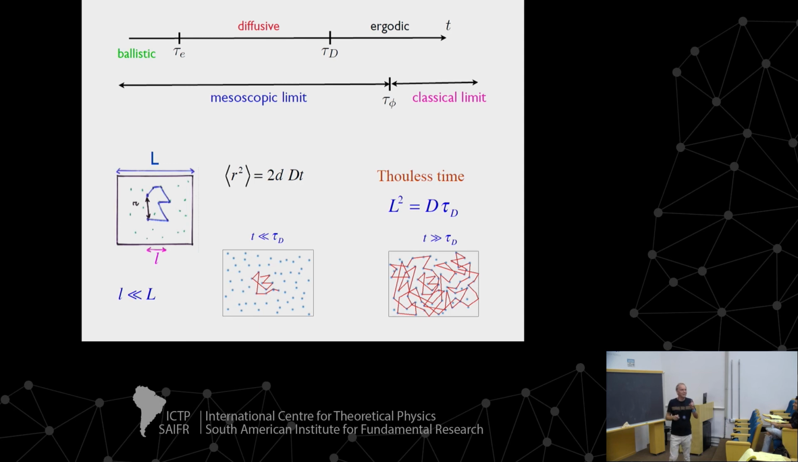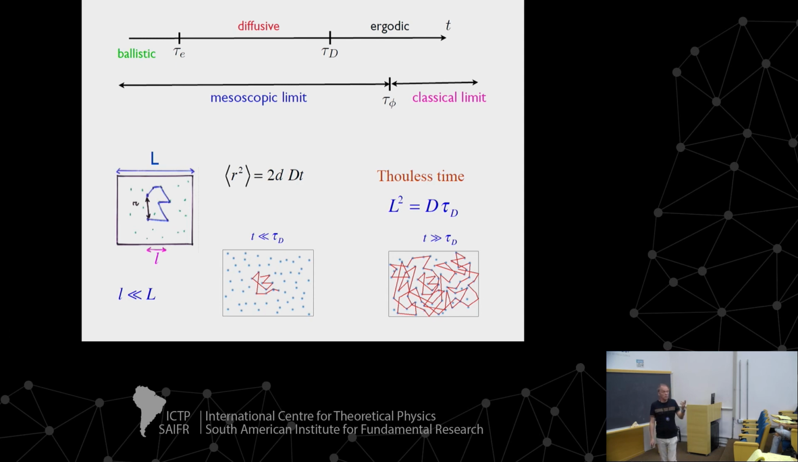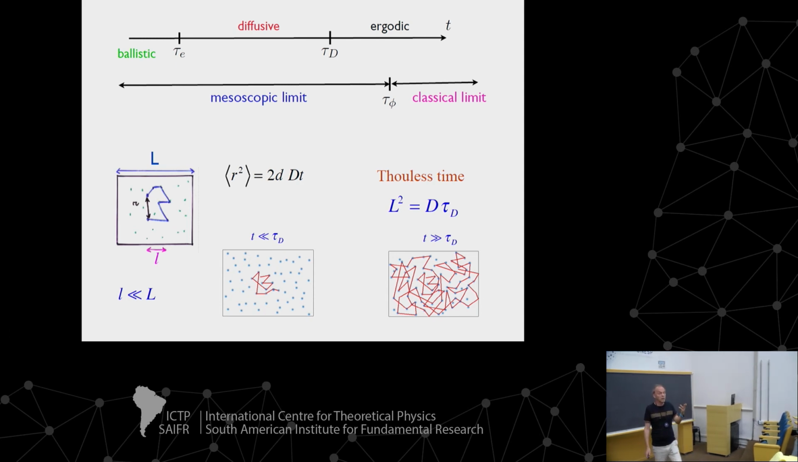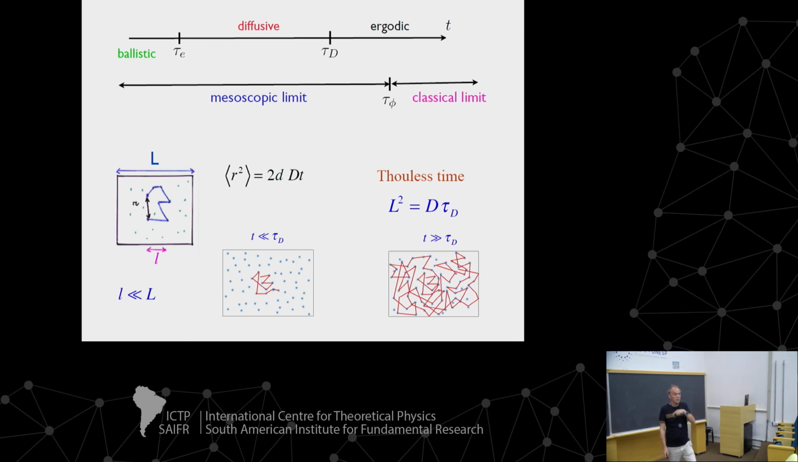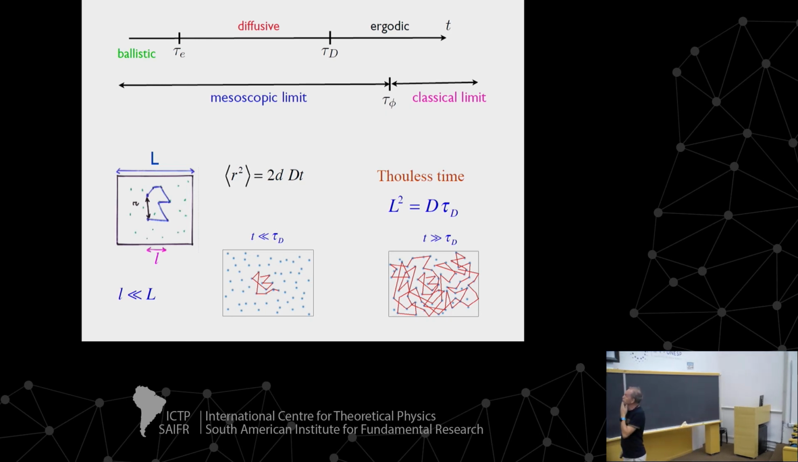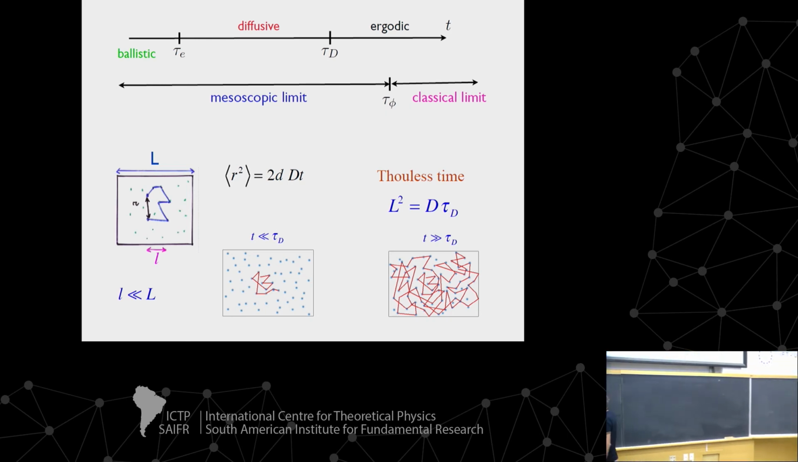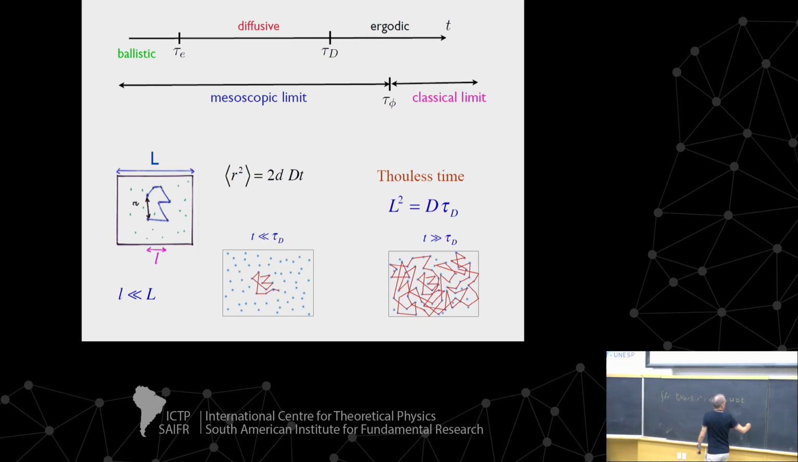No? Okay, yes. How do you define this elastic time? This is the elastic mean free path in units of the group velocity that I just defined before. So the elastic mean free path that we defined yesterday is just the group velocity times this. So e is for elastic.